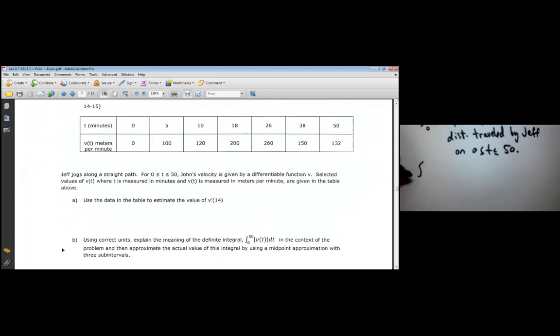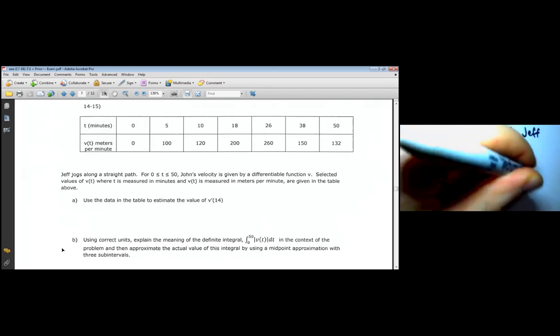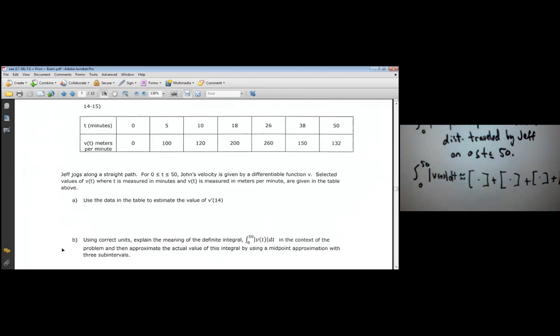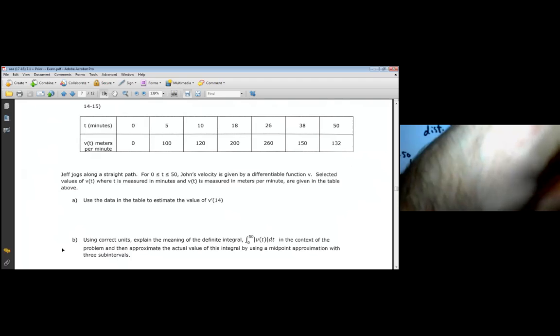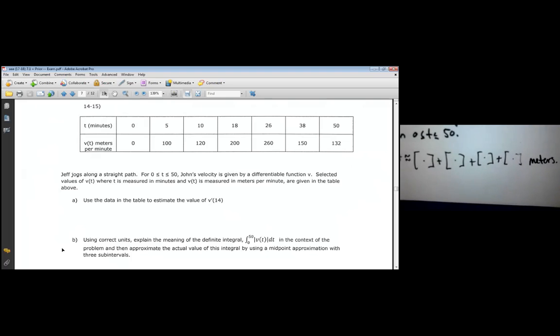So for part B, you're going to say that the integral from 0 to 50 of v of t dt, we're approximating, so I'm going to use squiggly signs. It's approximately equal to, and we're doing a left-hand Riemann sum. So it's something times something, plus something times something, plus something times something, plus something times something. You would fill in all the dots beside all the multiplication symbols, and you would stop right there. And we want to put some units on that. So it's his total distance traveled. What's he traveling in meters? So your answer would be in meters.